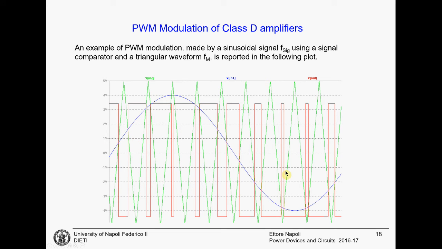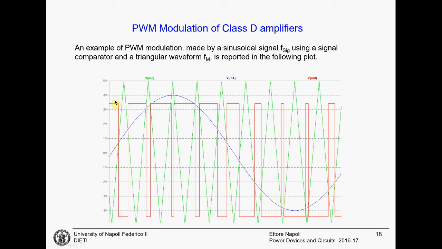Here you can see the result, the simulated result. Imagine that you have an input signal that is this blue curve here, and in this case it is a sinusoid, and you compare this with the green line that is the triangular waveform that drives the comparator. The output pulses are in red.